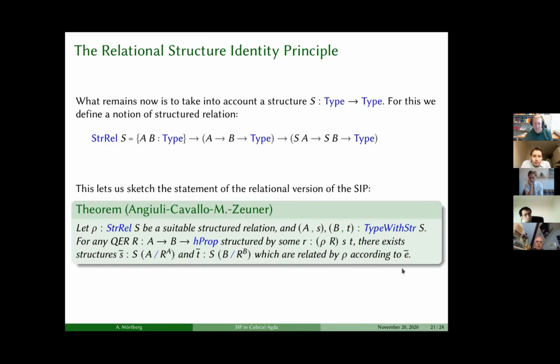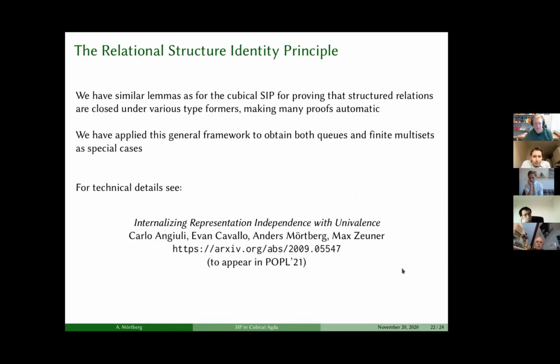If you want to look up all the details, we have a paper on the arXiv where you can find everything. What is very nice about this is that it's also modular in the same sense as the SIP I showed earlier. You can prove that some structured relation is closed under various type formers, and then you can automate many proofs in this setting too. We've applied it to two different examples for this paper.